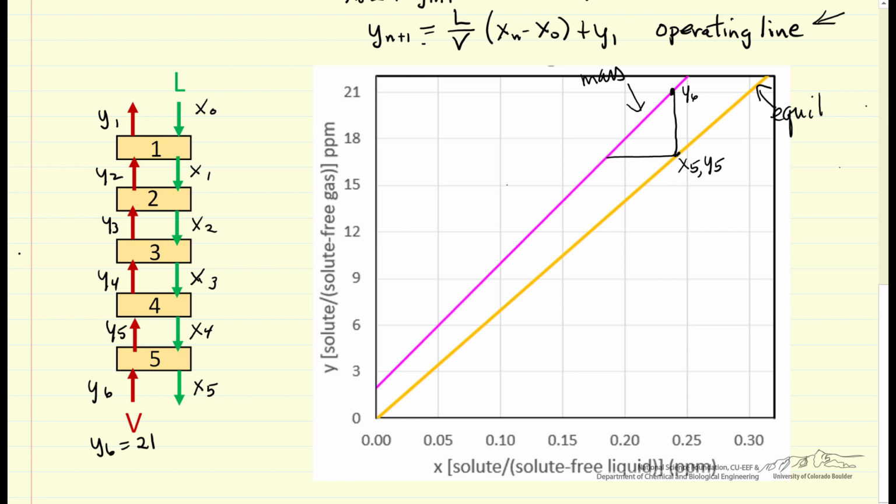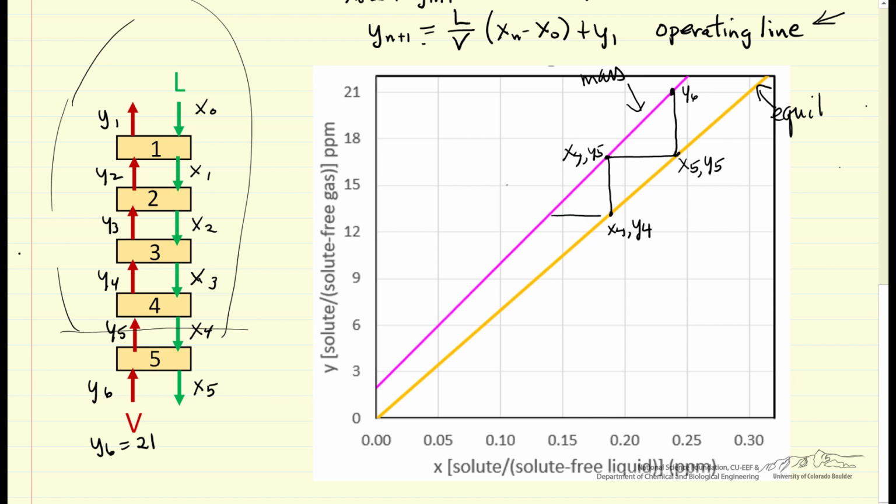Well then, for the mass balance, this point is X4 and Y5, because X4 and Y5, you can see here is where we do a mass balance, say, around this. They have to satisfy the equation. And then we can step through. This is still X4, but now it's Y4. And of course, X4 and Y4, leaving stage 4, have to be in equilibrium.